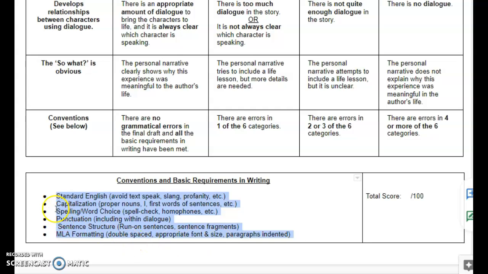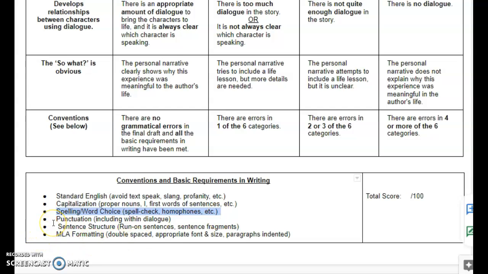Capitalization, so make sure you're capitalizing proper nouns, so people's names, the names of cities, states, countries, oceans, all that kind of stuff. Capitalize the personal pronoun I. Make sure the first word of every sentence is capitalized. Spelling and word choice, use your spell check. When you get those little colored lines under there, don't ignore them. Fix that stuff. Make sure with homophones, I'm talking about like there, their, and they're, to, too, and two, your and you're. All right, so make sure all that stuff is fantastic.